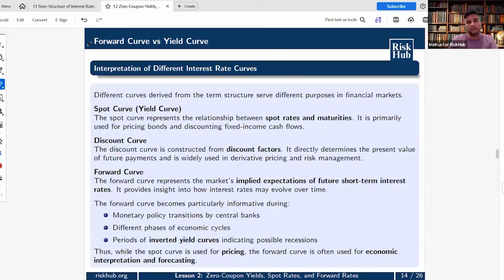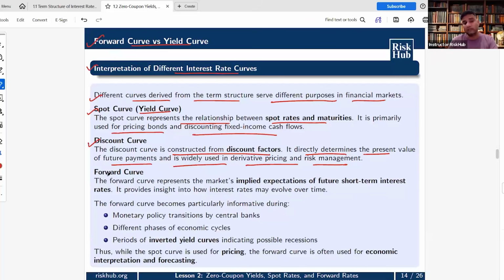Next is the discussion about forward curve versus yield curve: interpretation of different interest rate curves, different curves derived from the term structure for different purposes in the financial market. The spot curve is the yield curve. It represents the relationship between spot rate and maturity. It is primarily used for pricing bonds and discounting fixed income cash flows. The discount curve is constructed from discount factors. It directly determines the present value of future payments and is widely used in derivative pricing and risk management.